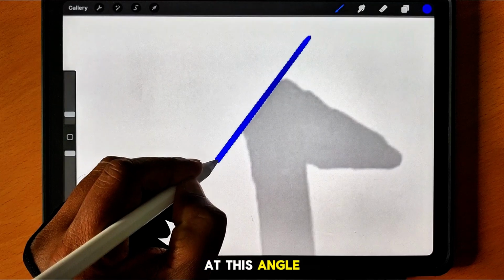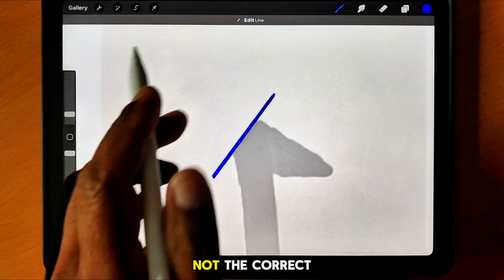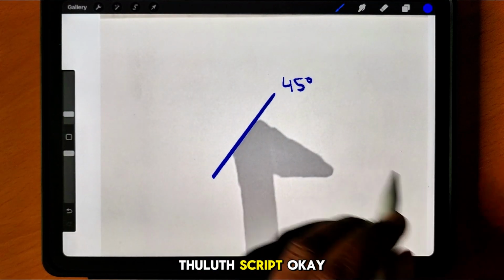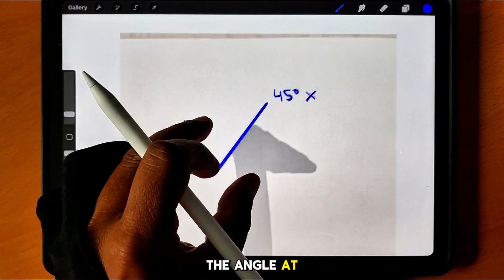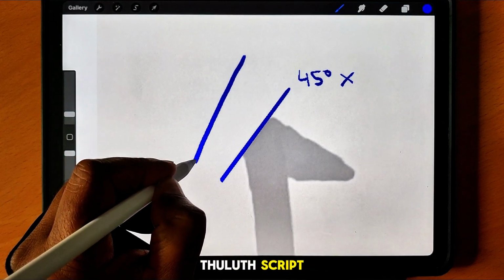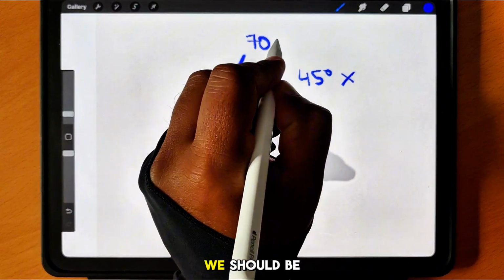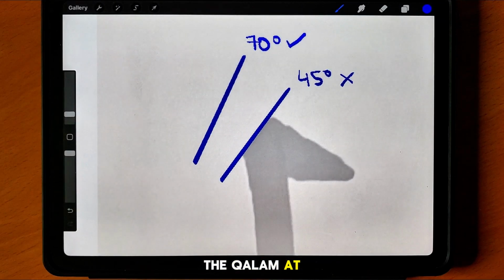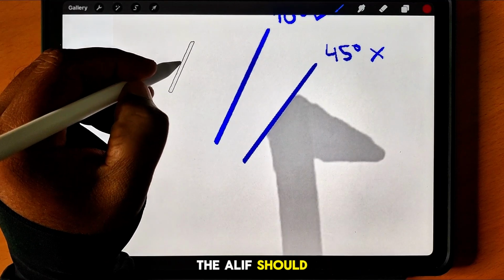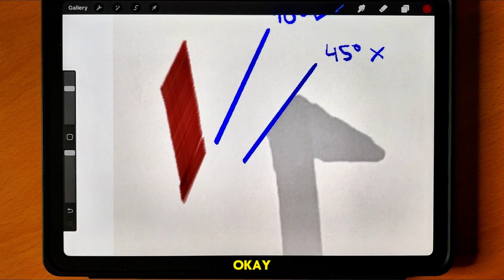So if you have a look at this angle over here, it looks very close to 45 degrees. Now that is not the correct angle for scripting the thuluth script. Okay, so this is incorrect. The angle at which we script the thuluth script, or most of the letters in the thuluth script, is a 70-degree angle. Okay, so that's the angle at which we should be holding the qalam. So instead of starting off like this, the alif should be starting off at this angle right over here. Okay, so that's the difference.